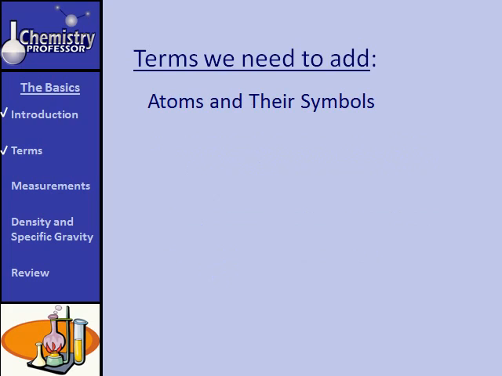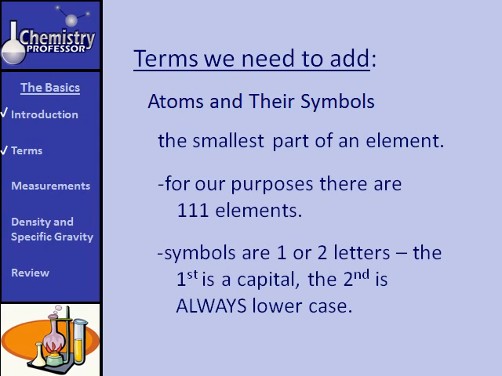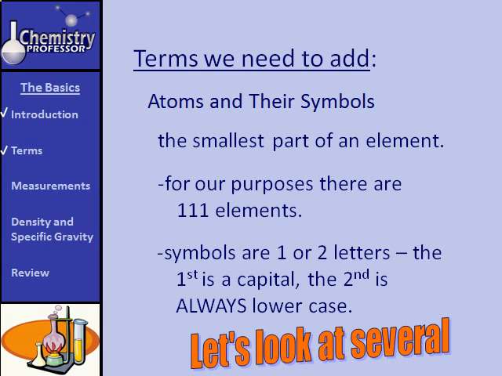Atoms and their symbols. Now, you've been taught about atoms and their symbols since you're knee-high to a bottle stopper, and you know that atoms are the smallest part of an element. Well, for our purposes, there are 111 elements. And the symbols are going to be one or two letters. The first letter is always capitalized, and the second letter is always lower case. Now, it's important that you remember that's lower case. Let's look at some.